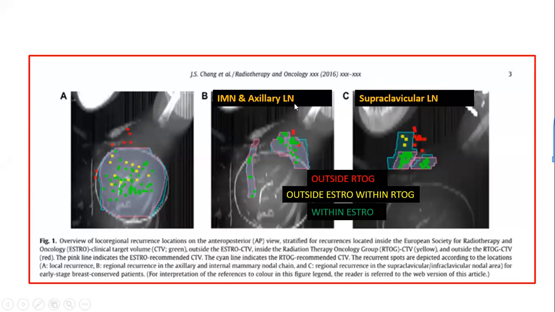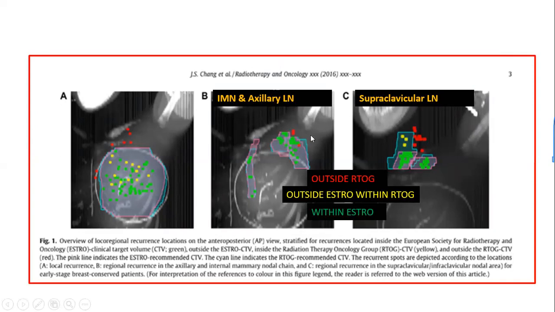As we have dealt with in the previous slides, the volume in the axillary and the IMN regions is larger in ESTRO and smaller in RTOG. So by and large we can expect that ESTRO will cover all the relapses comparatively better than RTOG. But in the supraclavicular region, RTOG had a bigger volume and ESTRO had a smaller volume, so we can expect recurrences outside the ESTRO volume.